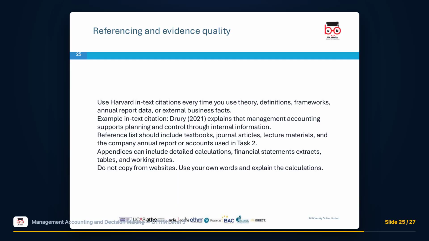On referencing and evidence quality, use Harvard in-text citations whenever you use theory, definitions, frameworks, or annual report data. For example, Drury, 2021, explains that management accounting supports planning and control through internal information. Your reference list should include textbooks, journals, lecture materials, and the company accounts used in Task 2. Put detailed calculations in appendices, and always explain the calculations in your own words rather than copying from websites.